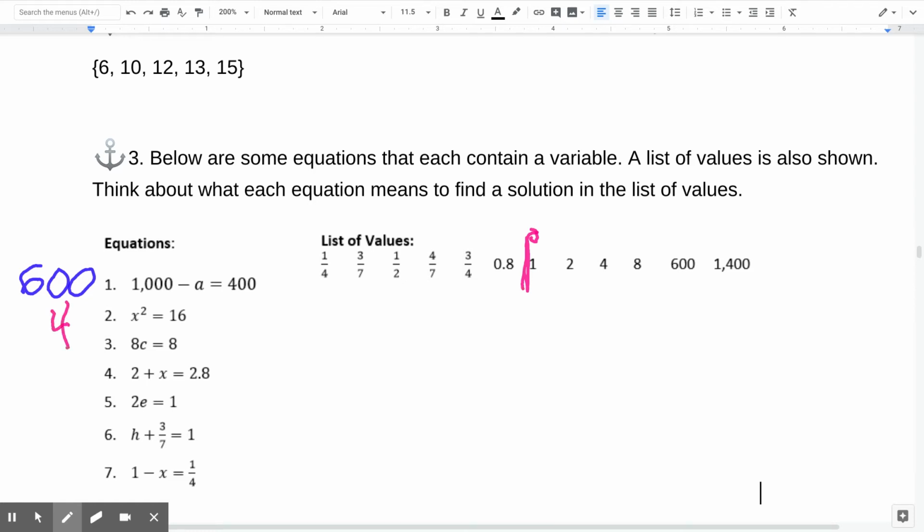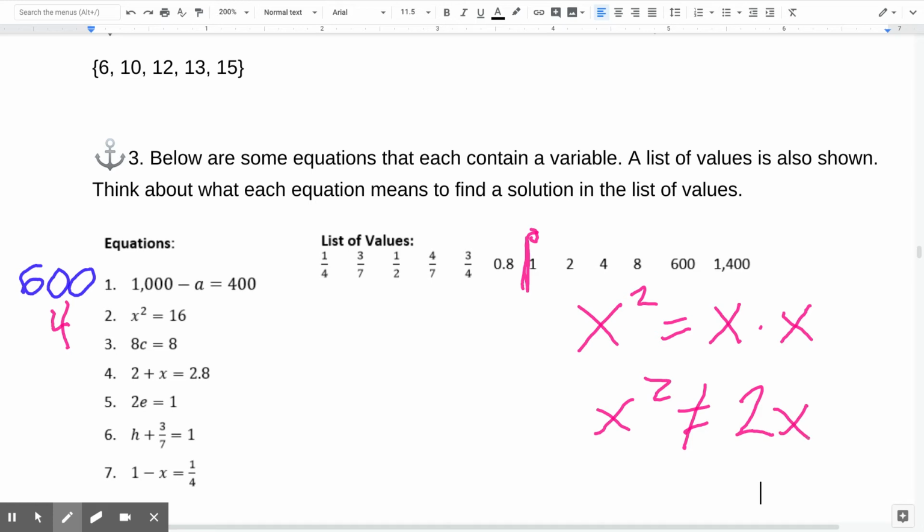Notice that a common mistake would be to think that 8 is the solution. X squared, remember, means x times x. X squared does not equal 2 times x, and it would have to be 2 times x to be 8.